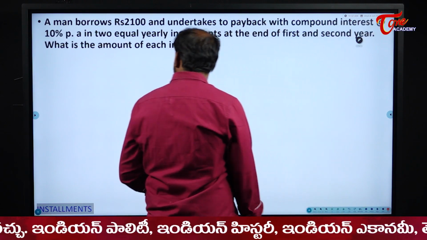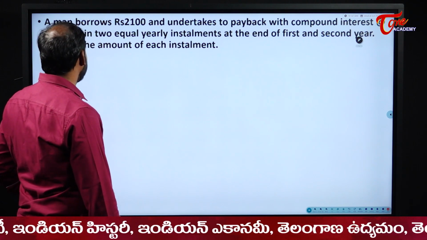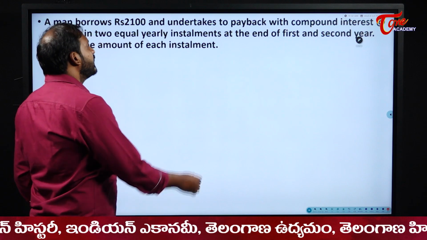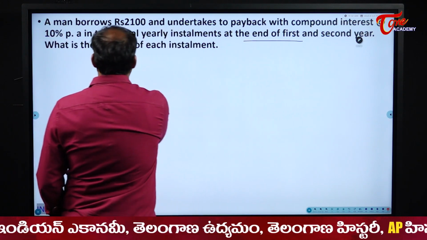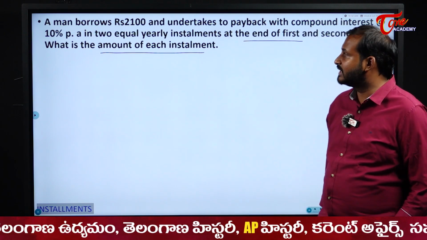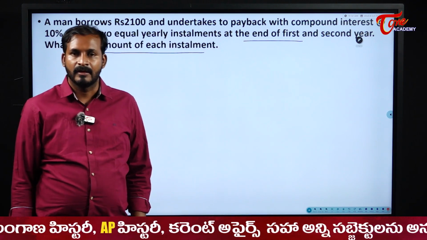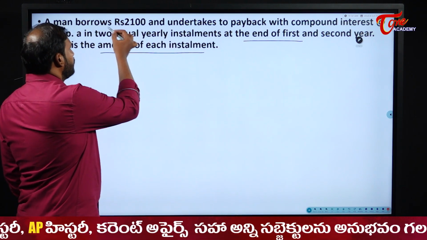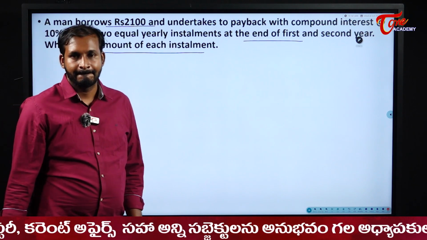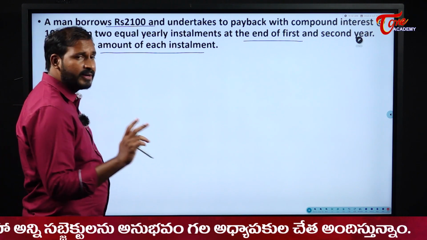Next one. A man borrows 2100 and undertakes to pay back with compound interest at 10% in two equal yearly installments, at the end of the first year and second year. The amount of each installment is. Now, first and foremost thing in this question, what did they give us? Whether they gave us the amount or principal, they gave us the principal. Why? Because he is borrowing 2100. And this is the case of compound interest.